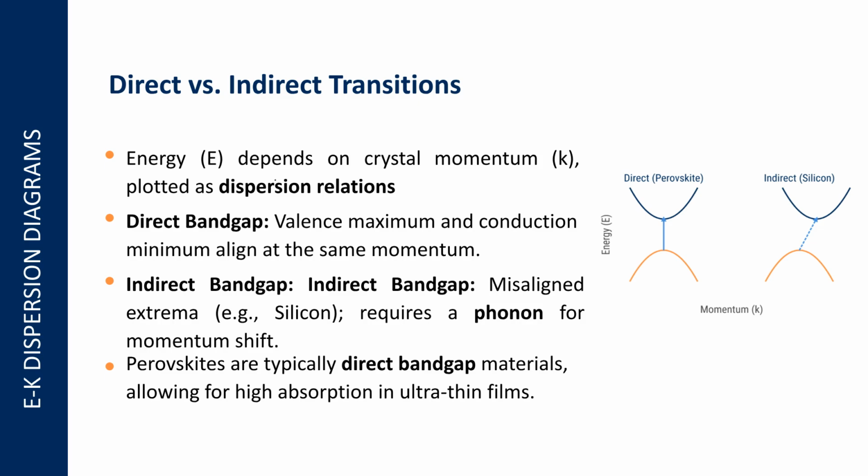Up to this point, we have treated energy bands as flat, horizontal lines. But in reality, an electron's energy depends heavily on its crystal momentum, which is represented by a wave vector.